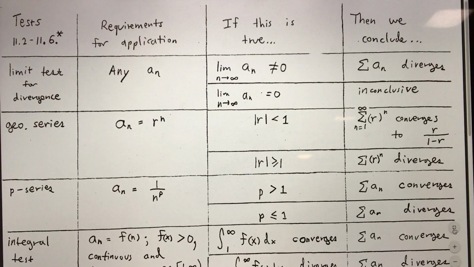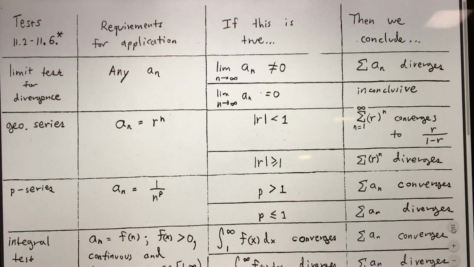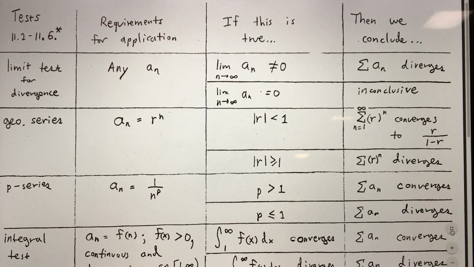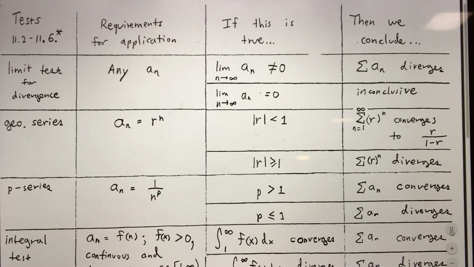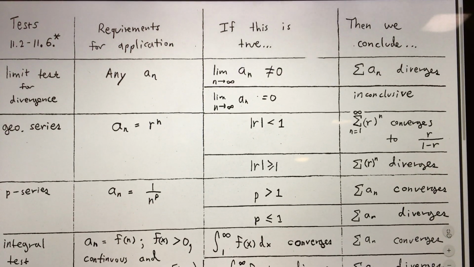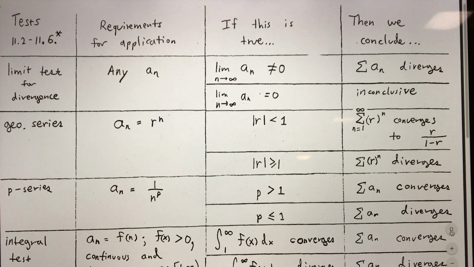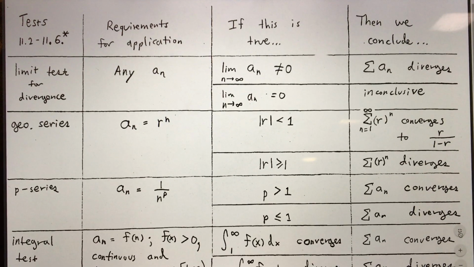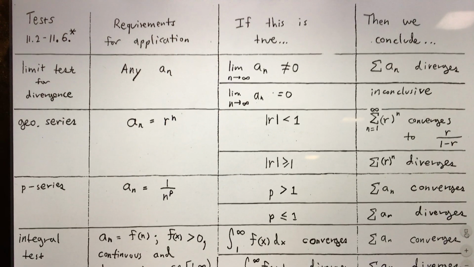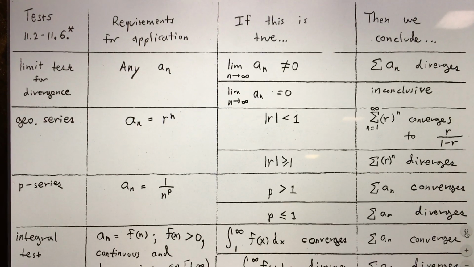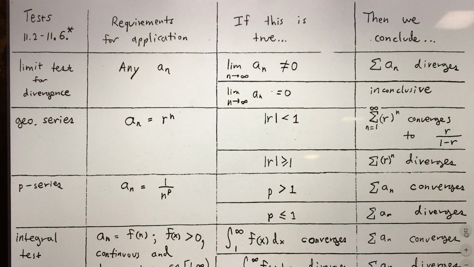And then the next one for another comparison, geometric series. So here's the requirements for application. The a sub n, the sequence, has to be r to the n. R is the real number there, and it has to be r to the n. So that is very specific. If you see a different sequence and you're asked what does the geometric series say, you would have to say it does not apply.